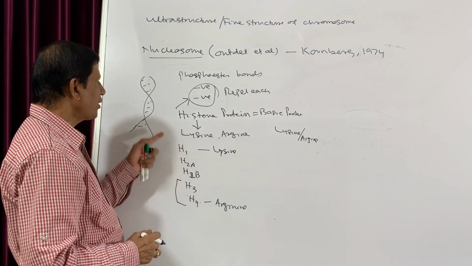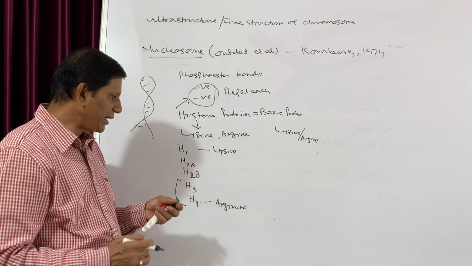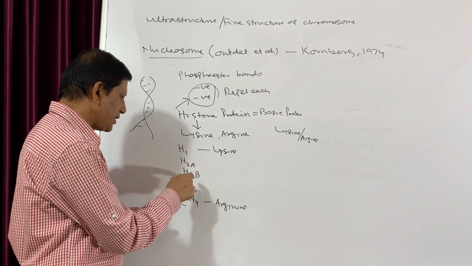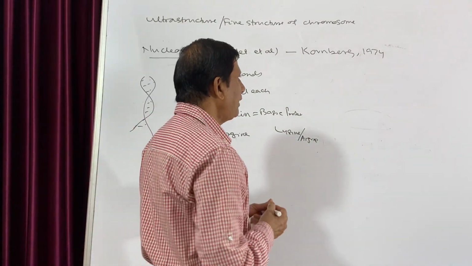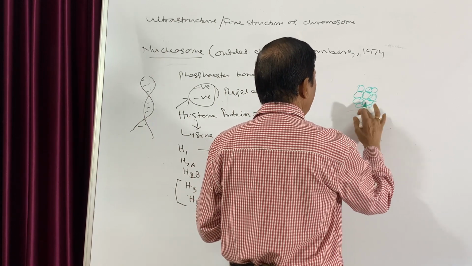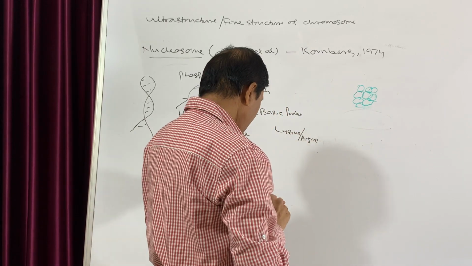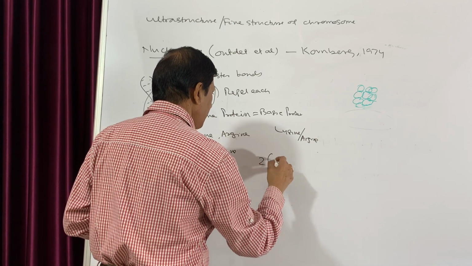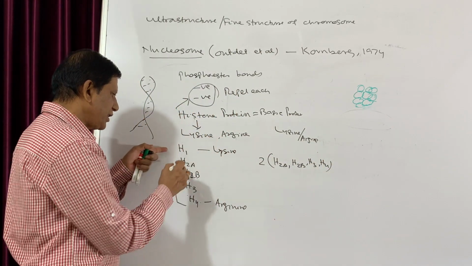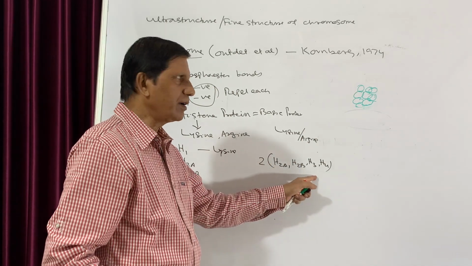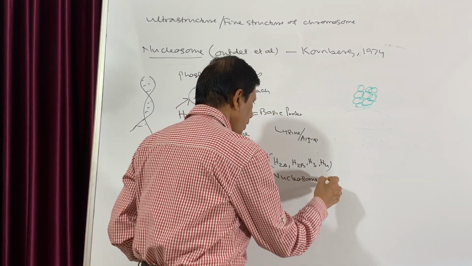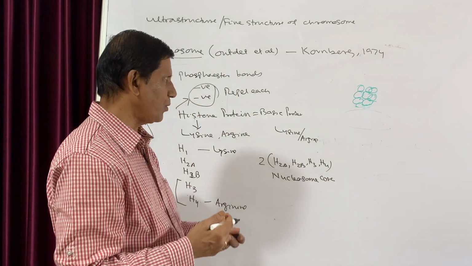So how do these histone proteins combine with the DNA to give rise to the nucleosome structure? Usually, out of these 5, except H1, the other 4, H2A, H2B, H3 and H4, combine together. That means there will be 8 proteins. And what are the 8 proteins? That means 2 molecules each of H2A, H2B, H3 and H4. That means except H1, these 4 with 2 molecules from each one give rise to the nucleosome core, or you can call it the protein core.